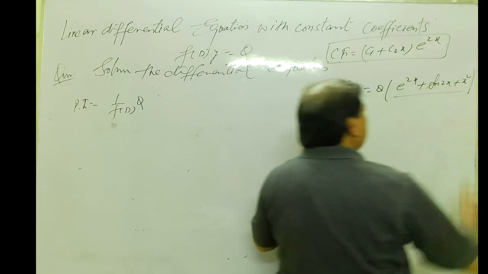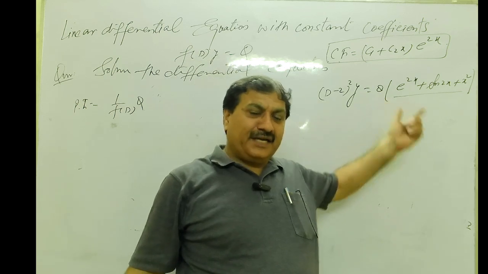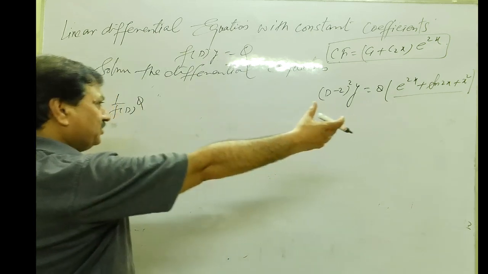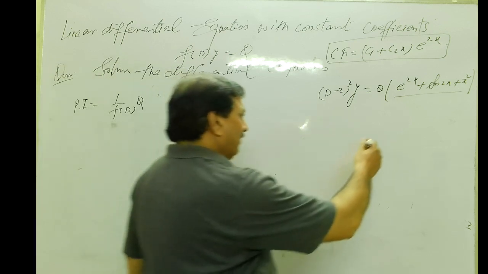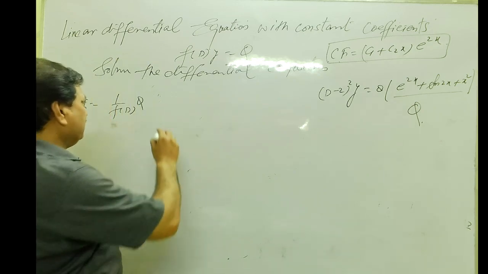This is the right hand side. We will calculate the particular integral with the help of the right hand side. Q is the function of x, meaning Q is the right hand side of this equation. This is the value of Q. Okay, that means convert it into this form.